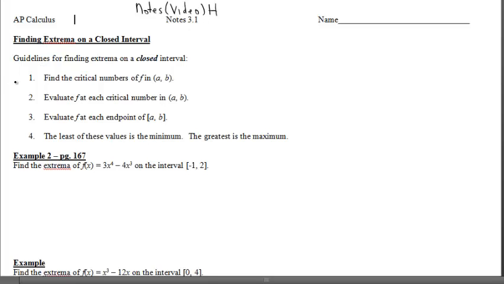All right, the topic is going to be finding extrema on a closed interval. And those words are important. We're going to find extrema, extreme values. Something else you might want to consider is that this means we're going to be finding absolute maxes and mins. Absolute max and absolute mins.